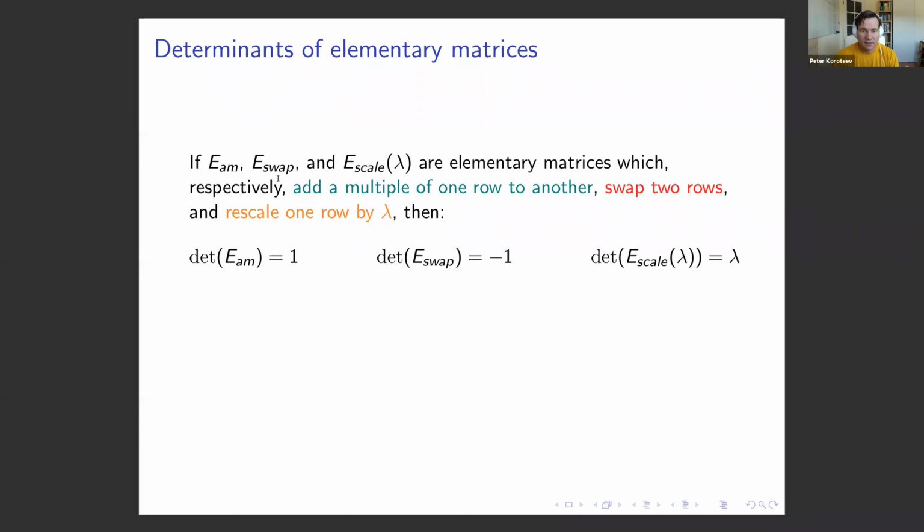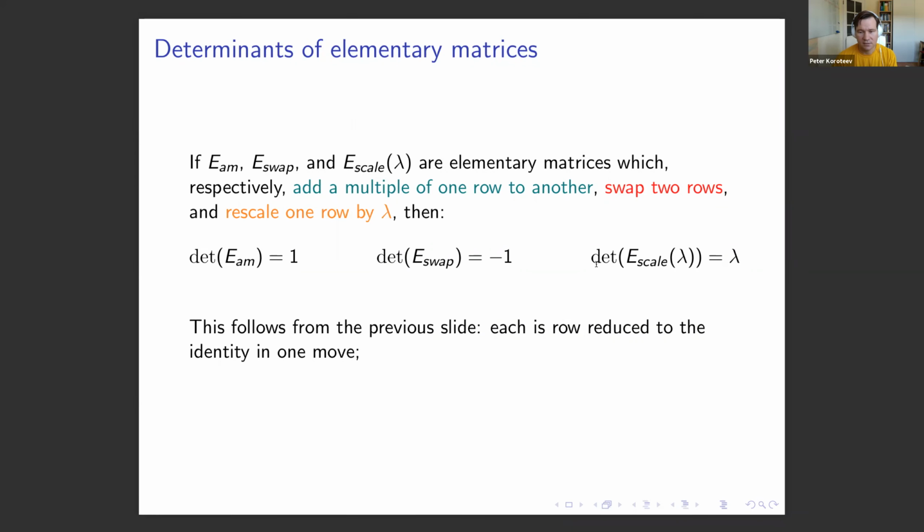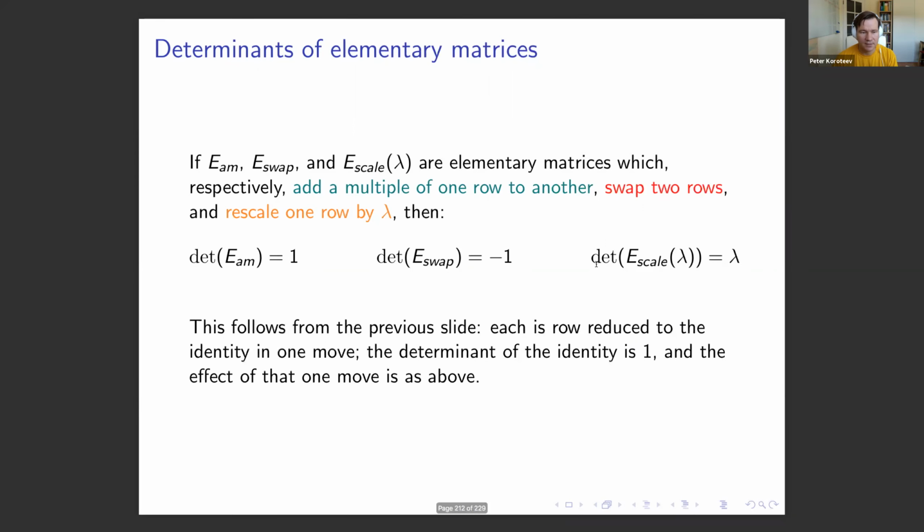Now, those elementary matrices that manifest the row reduction, we know what their determinants are. If E_add, E_swap, and E_scale(lambda) are elementary matrices for adding a multiple of one row to another, swapping rows, and rescaling by lambda respectively, then as we discussed, adding a multiple of a row to another does not change the determinant, so the determinant of this matrix is 1. The determinant of the swap matrix is -1, and the determinant of the scaling matrix is lambda. And from the previous slide, each is row reduced to the identity in one move, and the determinant of the identity is 1, and the effect of that one move is as we discussed above.